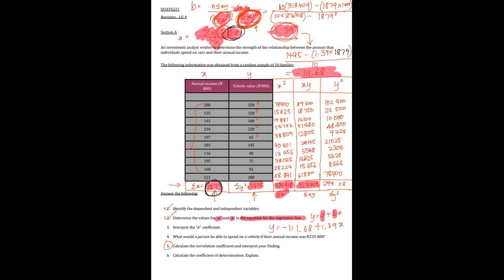Question 3 then asks you to interpret the b coefficient. Now, the b coefficient is literally the value of b in the formula y is equal to a plus bx. So literally the b that you see here is your b coefficient. It's referred to as your b coefficient.